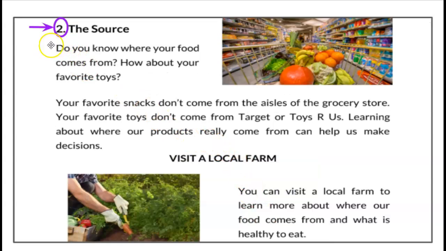Okay, now you need to write the number 2 into your notebook so that you're ready to take notes on the middle section. A source. Do you know where your food comes from? How about your favorite toys? Your favorite snacks don't come from the aisles of the grocery store. Your favorite toys don't come from Target or Toys R Us.